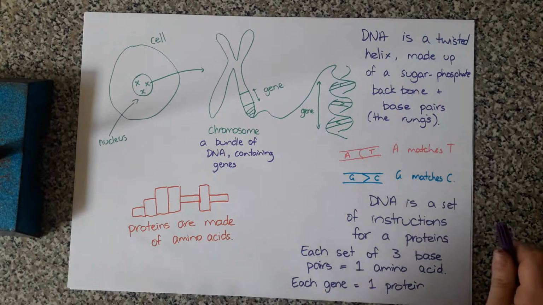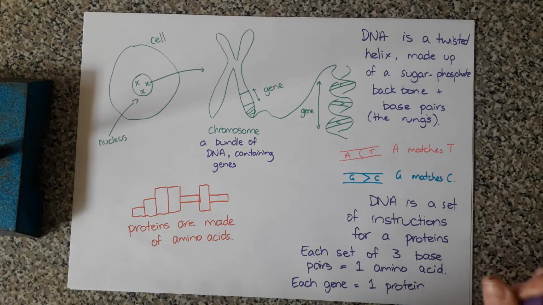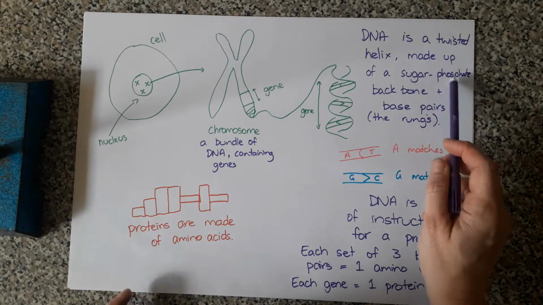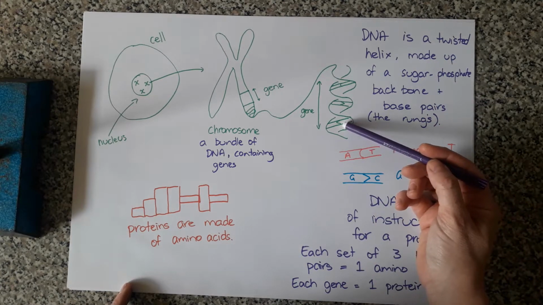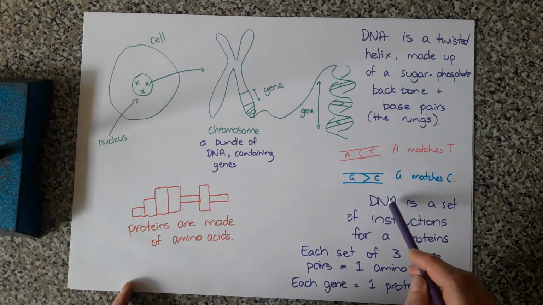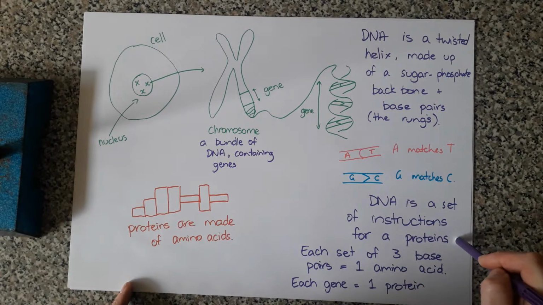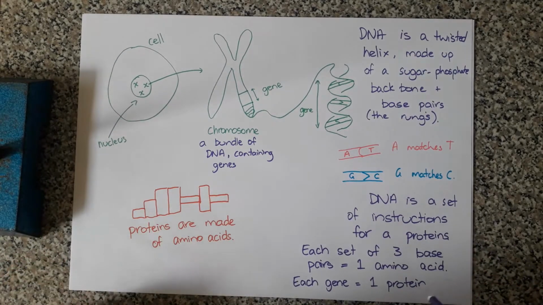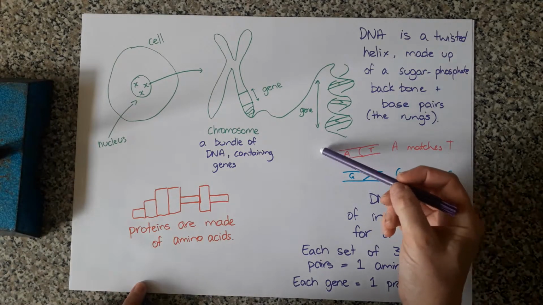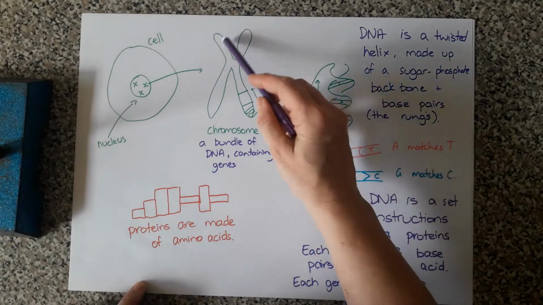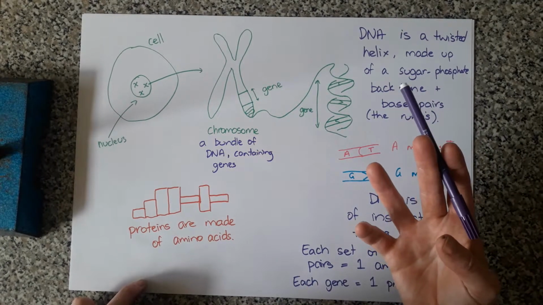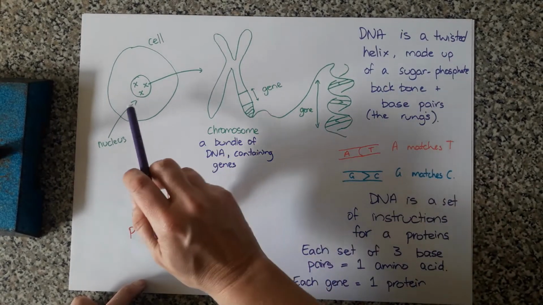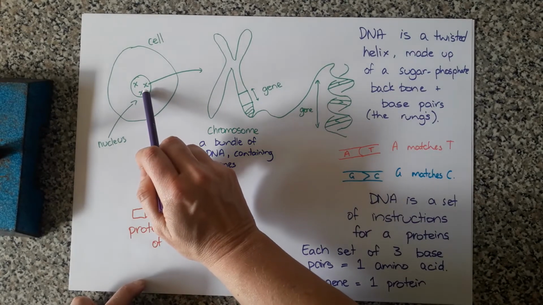So if we look at the chief things you need to get from this: DNA is a twisted helix. It has base pairs in it. The DNA is the set of instructions for proteins. Each set of 3 base pairs means 1 amino acid. A set of base pairs, a set of DNA, tells us to make 1 protein. Our DNA is bundled up into chromosomes because having long strings hanging out is inconvenient, and those are found inside our cells, inside the nucleus.